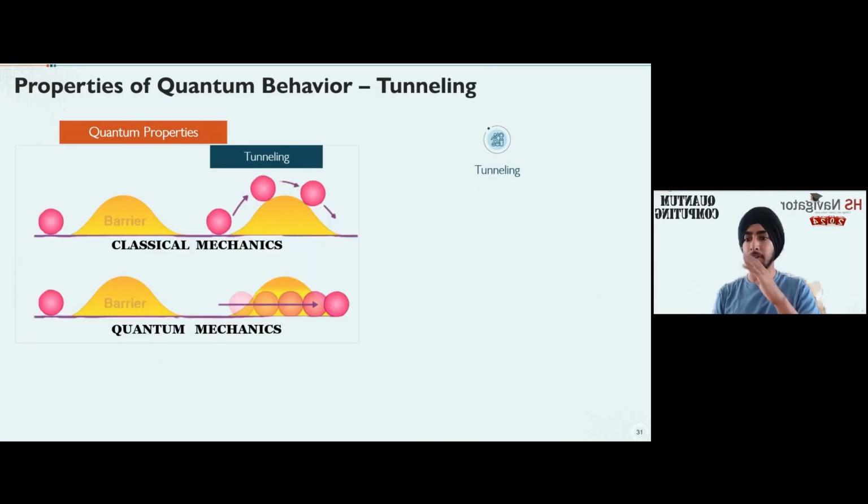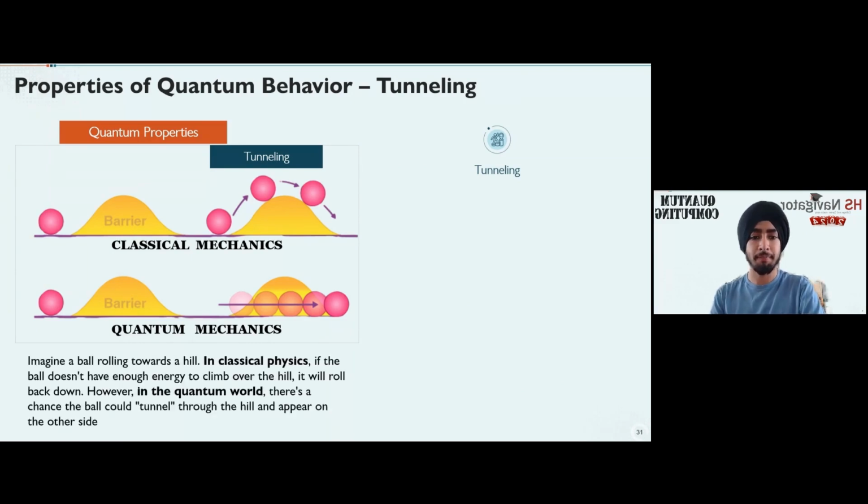So we talked about superposition, entanglement, decoherence, interference. One of the final ones, one of the more complicated or difficult to understand ones, is tunneling. Tunneling is a difficult analogy to digest, but let's say you have a ball rolling towards a hill. In a classical world, if the ball doesn't have enough energy to climb over the hill, it'll roll back down. If it does have enough energy, it'll go over the hill.